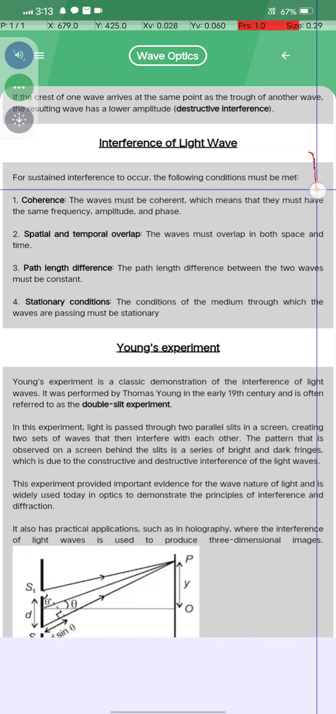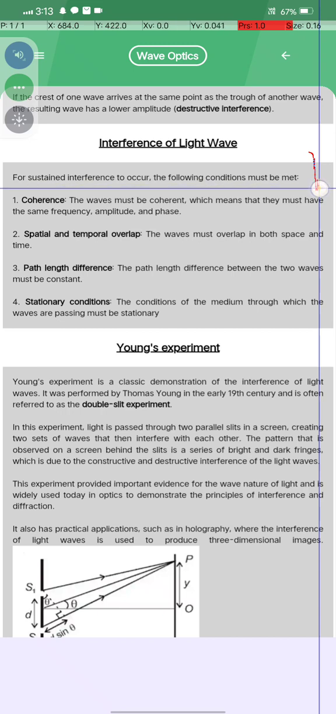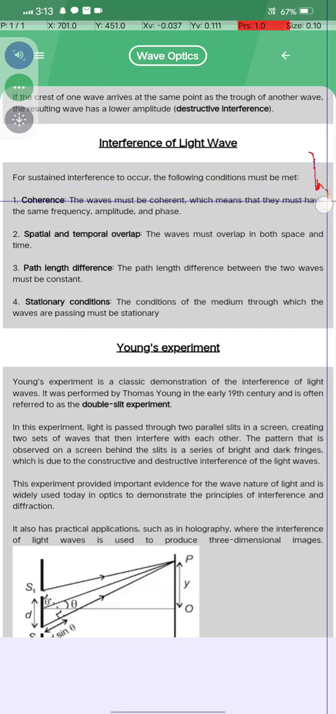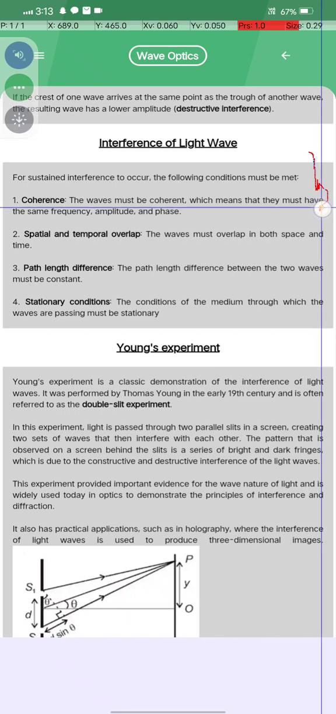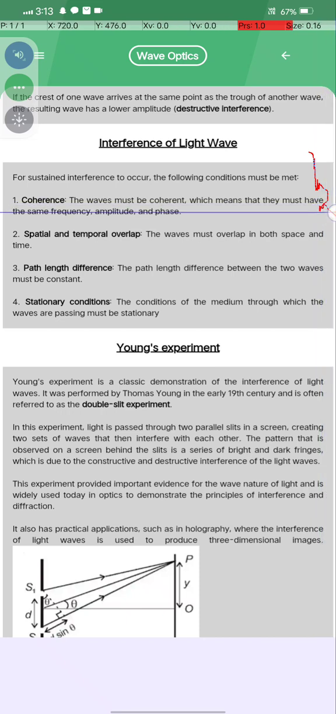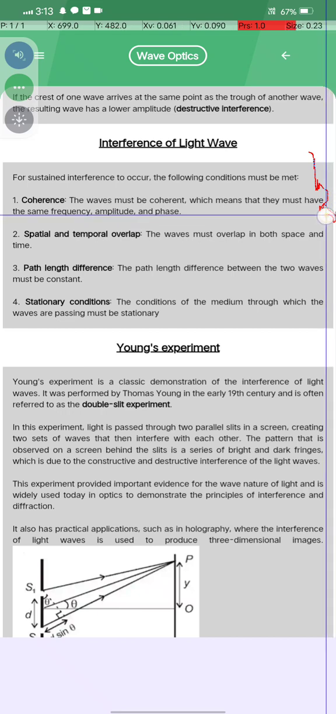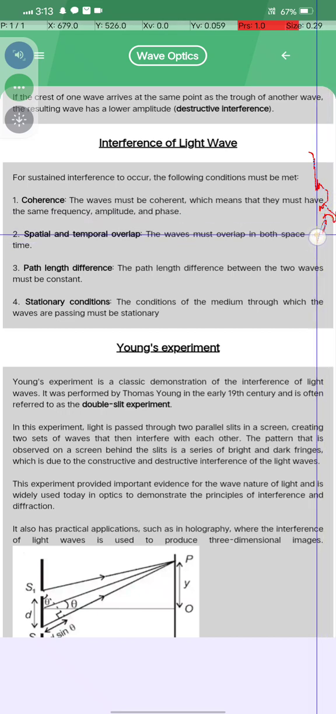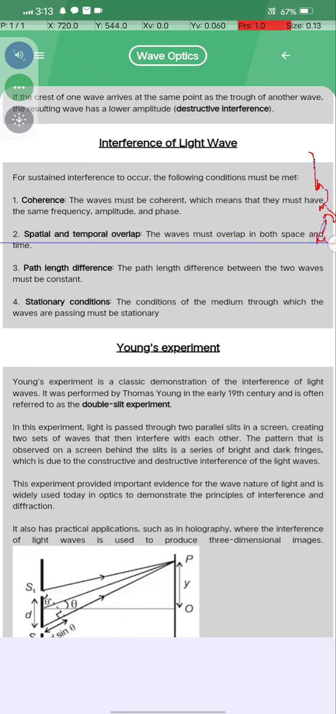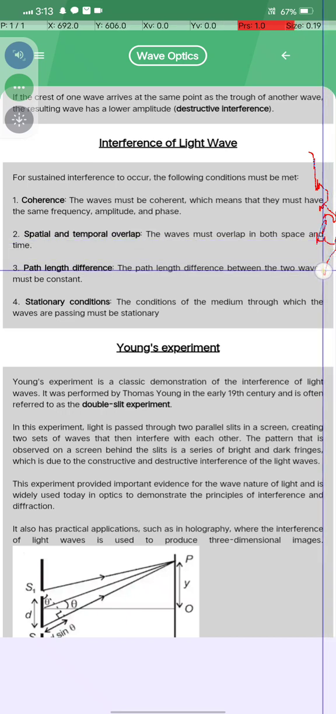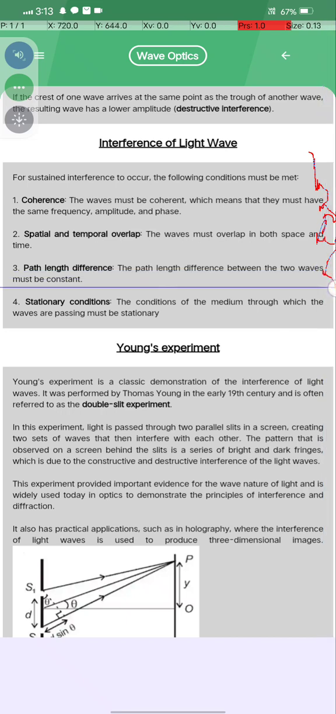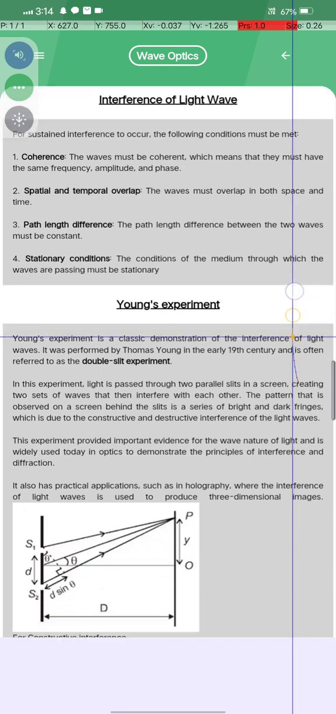देखो, for sustained interference to occur, the following conditions must be met. Coherence: it must be coherent, which means they must have the same frequency, amplitude, and phase. देखो, spatial and temporal overlap क्या होता है? The waves must overlap in both space and time. The path length and the path length difference between the two waves must be constant. Stationary condition: the medium through which the waves are passing must be stationary.